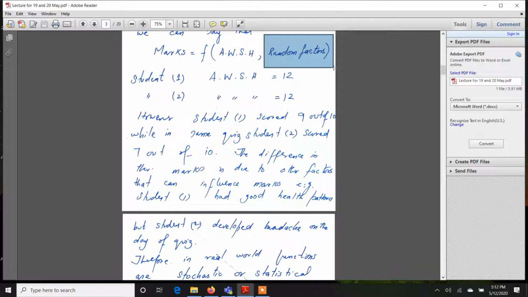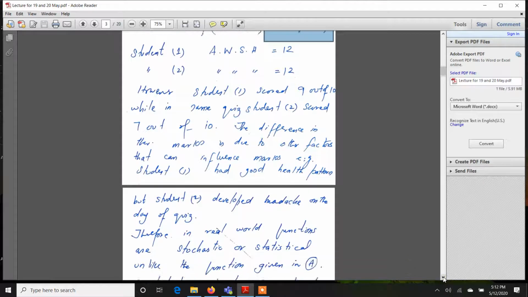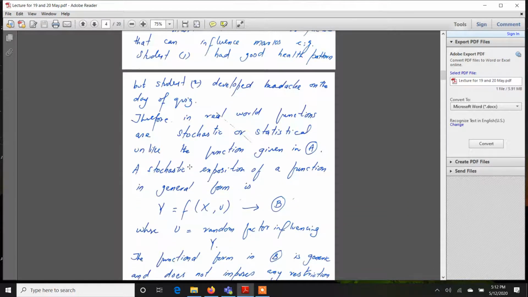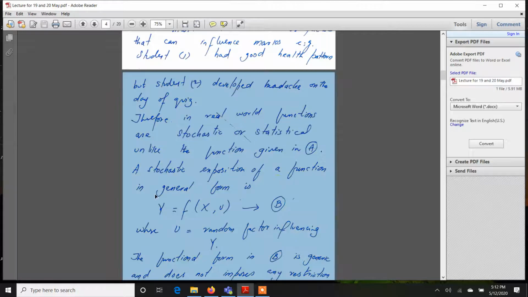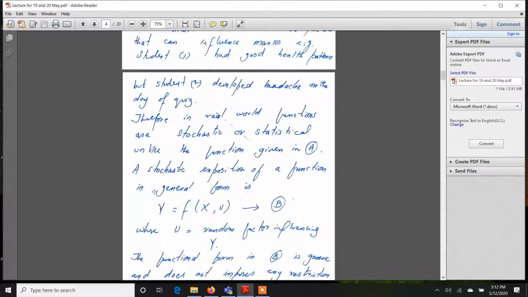And this may be the reason that the marks of those students are different. This is not the only reason; I have given you one example. Therefore, in the real world, functions or equations are stochastic or statistical in nature. So we can rewrite equation A that we just wrote above. Instead of writing y as a function of x, we write y as a function of both x and u, where u represents all those random factors that can influence your dependent variable.